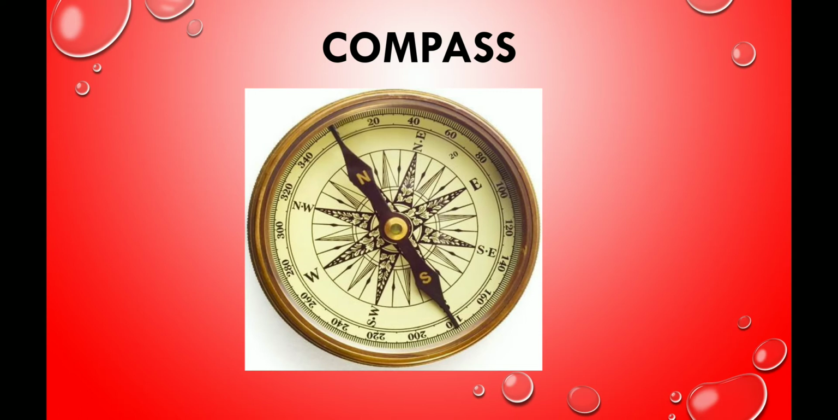If you look very carefully, you will find the compass has 8 directions: east, west, north, south, northeast, northwest, southeast, and southwest. It looks like a watch. In earlier times, the sailors used this compass to find out the direction in which they were sailing. So, you can see that there is a needle which always points to the north.